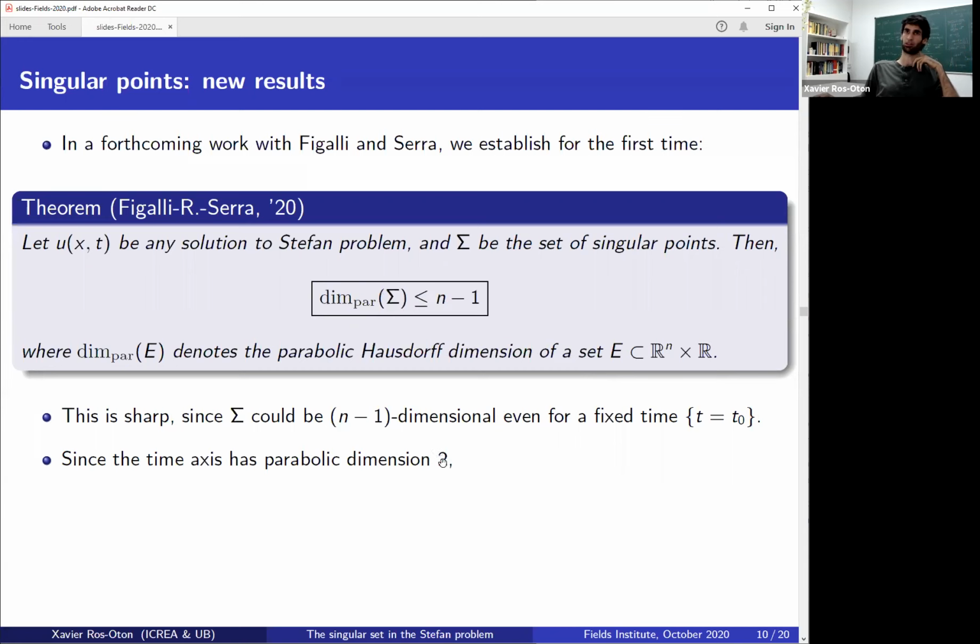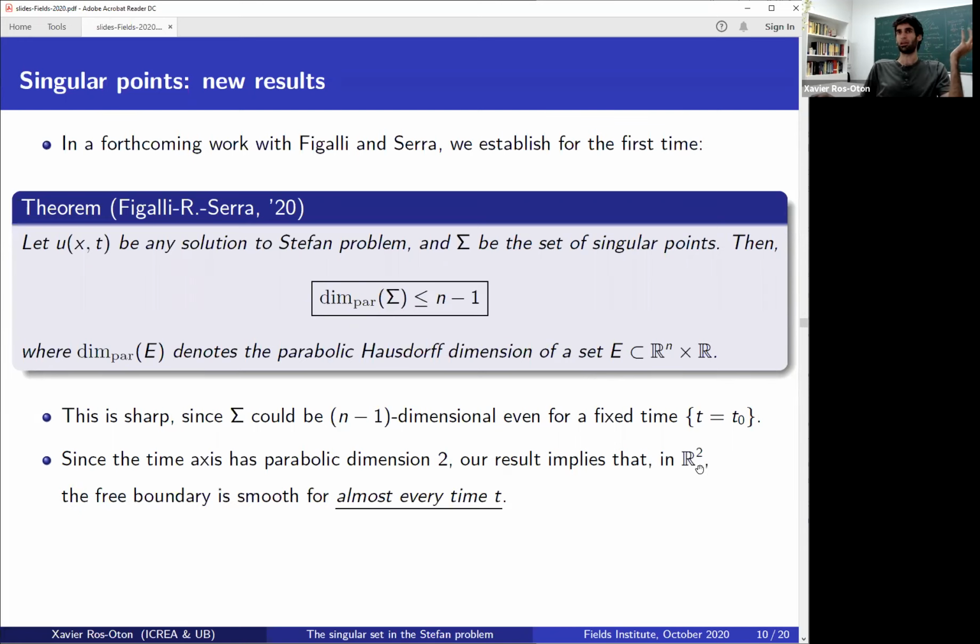But because the time axis has parabolic dimension 2, in 2D, as a corollary of this, I get that the free boundary is smooth for almost every time. This is an immediate consequence of this result that is completely new. So this was not known even in 2D. Okay, so as you see, very little was known about the singular set here. And then this result gives us this consequence in 2D, that the free boundary is smooth for almost every time. So if you have singular points in 2D, then the set of times for which they appear has measure 0.